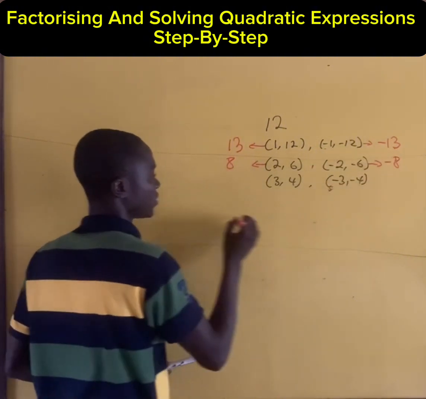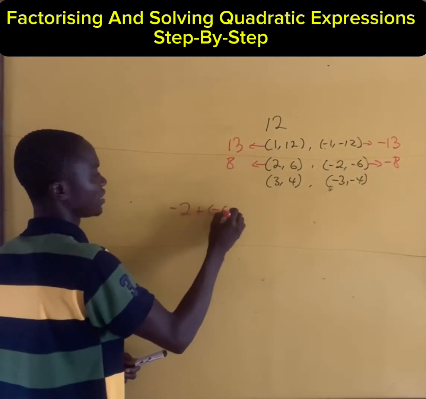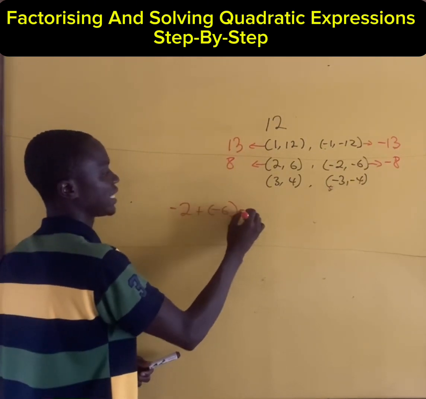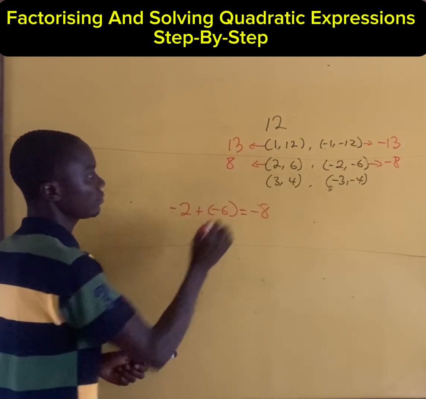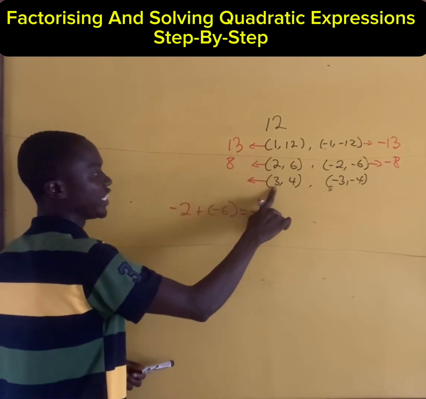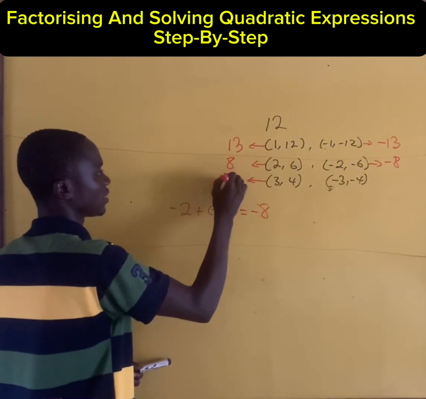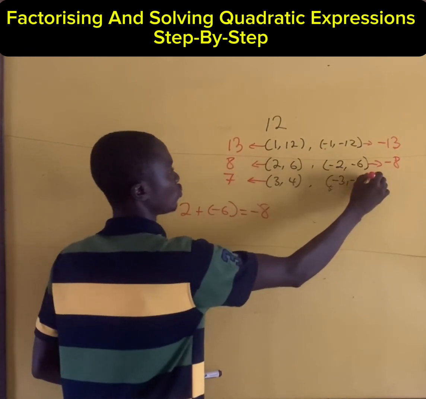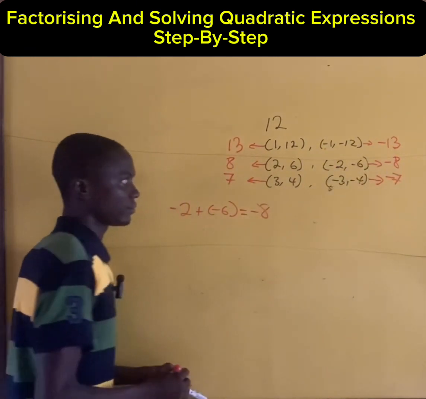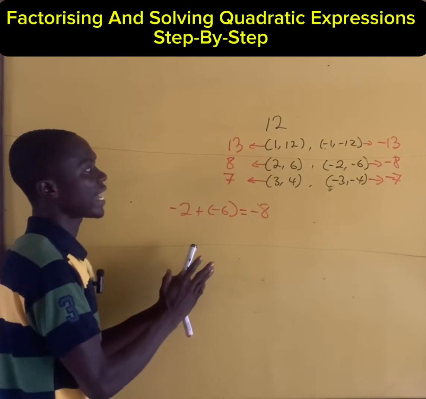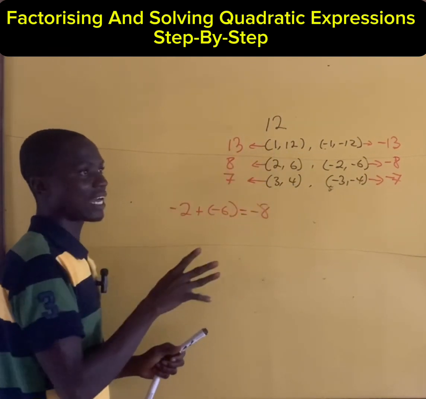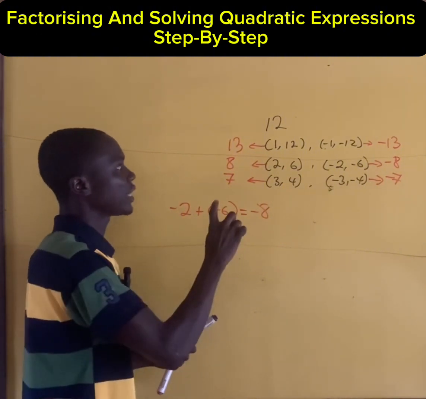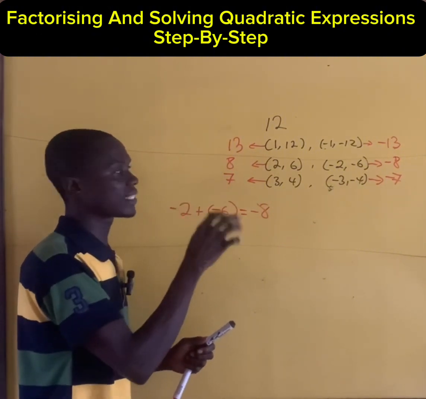Watch this. Negative 2 plus negative 6 means that you have negative 2, so add it to negative 6. Your answer will be negative 8. Here too, 3 plus 4 will give me 7. Negative 3, add it to your negative 4, so your answer will be negative 7. That is why we consider each pair of factors very, very important, because each pair will sum up to a different number.